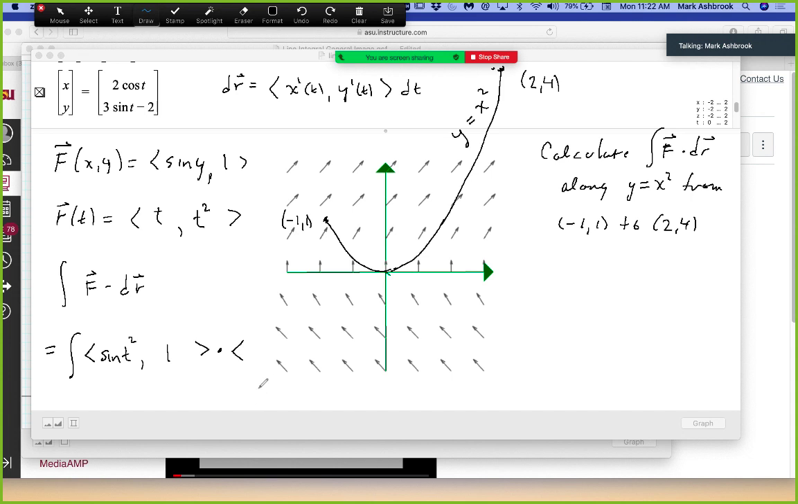So what's x prime of t? Just 1. And then y prime is 2t, so 2t dt. And then t goes from what to what? My t is the same as my x coordinate, right? So the t value here is the same as my x coordinate, so t is -1, and we're going to finish up at t equals 2, because t is the same as the x coordinate. So -1 to 2.